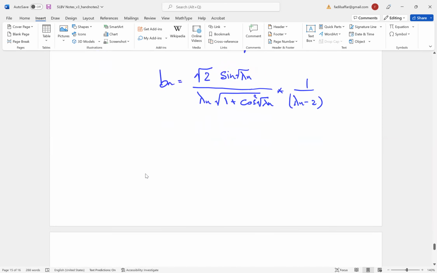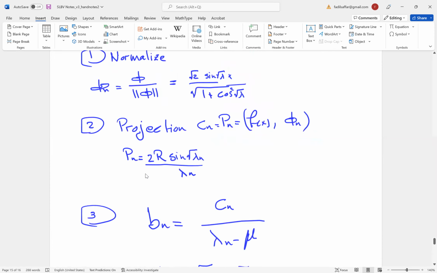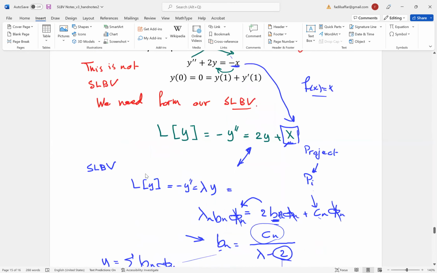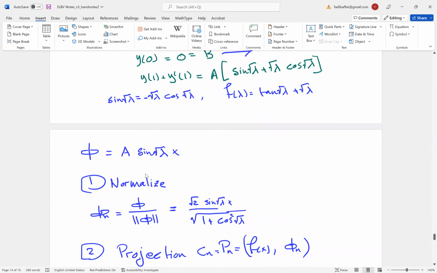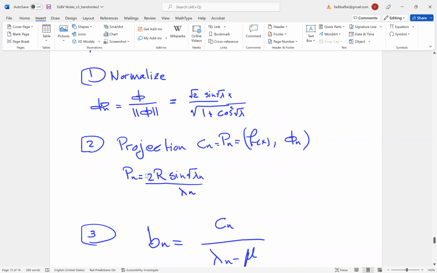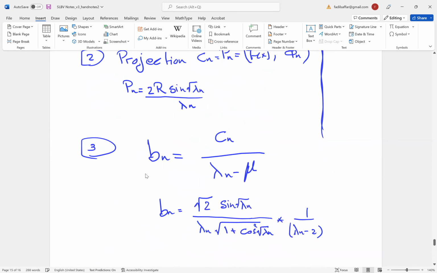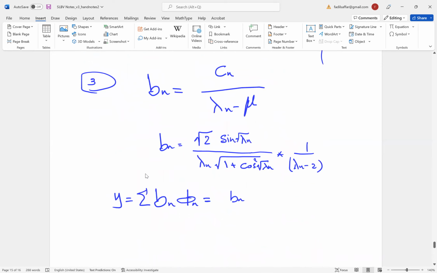And our final solution is basically y equal to the expansion of Bn times the eigenfunction, which is Bn times phi n, which is what we already found or provided here, this value here. And okay.